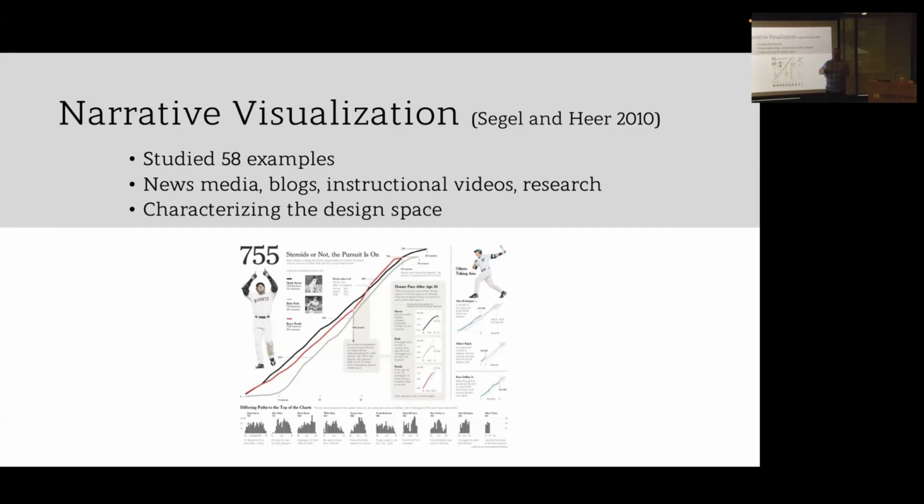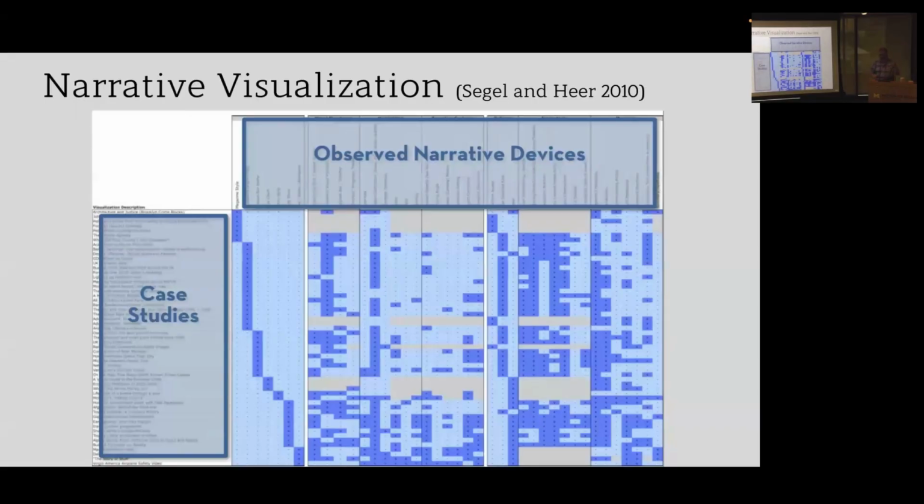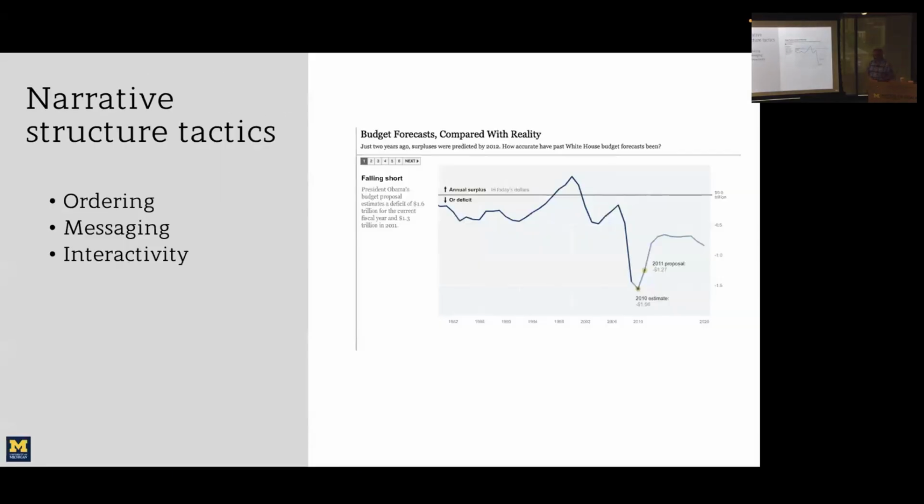Are there high-level types that we can think about? They looked at case studies and observed narrative devices, like what is the message and what is the mechanism by which people convey information? And they came up with a few different types. I'm going to talk about ordering and messaging a little bit. Interactivity I may not have as much time for.